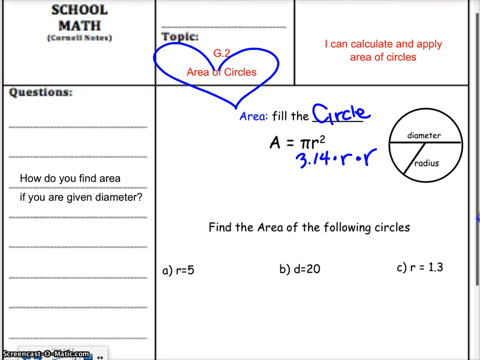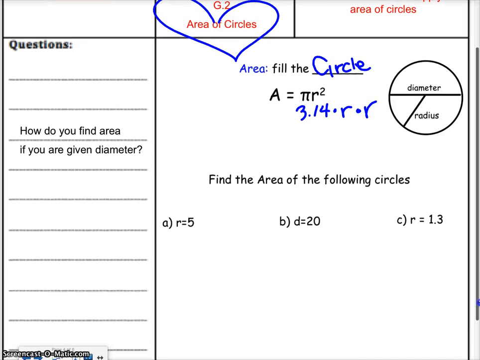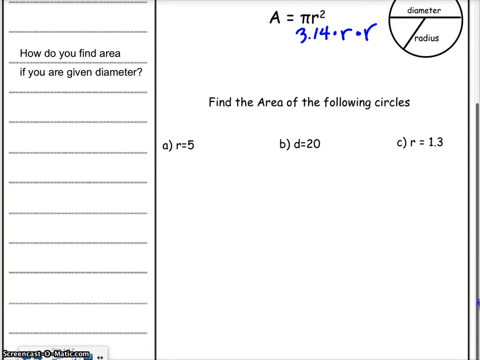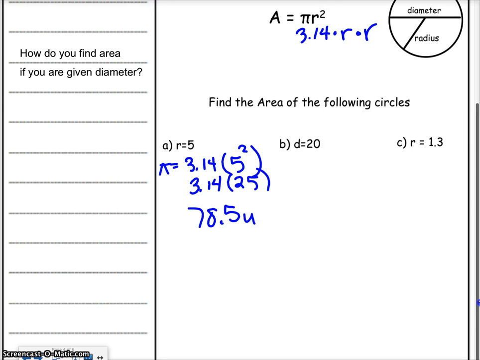So again, this is a lower regular level. We're just going to apply the formula. Find the area of the following circles if there's a radius of 5. So area would equal 3.14 times 5 squared, which is 3.14 times 25, which is 78.5 square units, whatever it is, because it's area. Area is square.